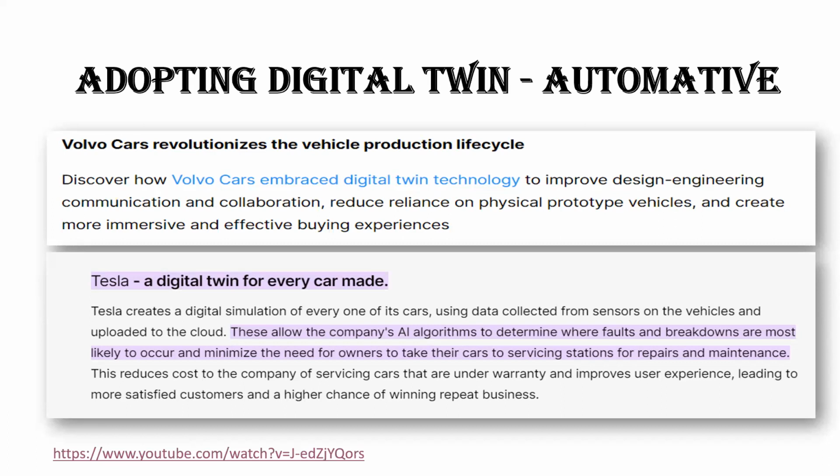Nowadays, it's also used because the move is towards autonomous driving. It's also used in autonomous driving simulation. You can believe Tesla is creating a digital twin for every car made. And they have embraced this technology so much that they themselves have their own digital twin technology. To understand more in detail, I'll play this video.